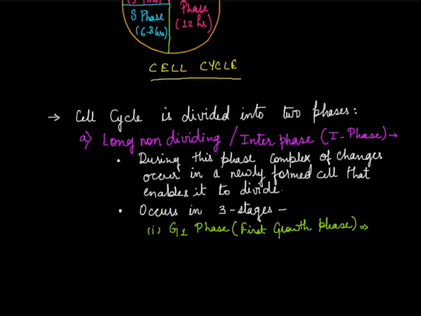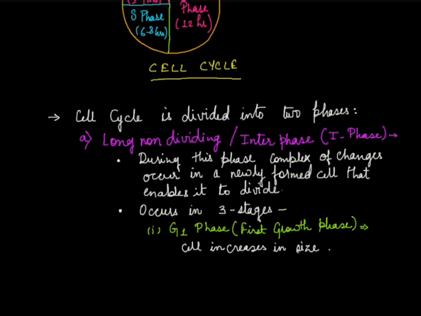And during this phase, what are the main changes that occur, or what are the preparations that the cell makes before dividing? During the first growth phase, the cell increases in size. For this, there is synthesis of RNA, carbohydrates, lipids, proteins, all the major biomolecules which are present in the cell. They are synthesized and therefore the cell increases in size.